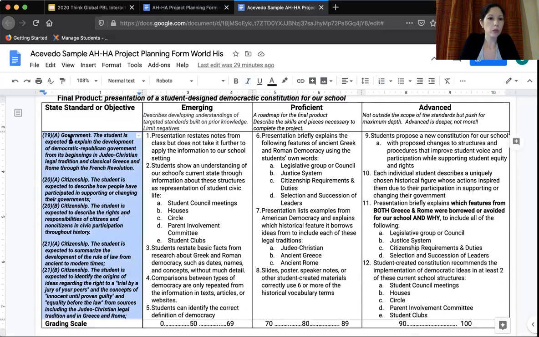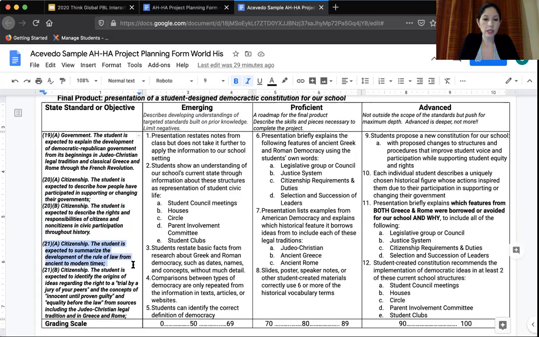And so the student will be expected to explain the development of democratic republican government from its beginnings in Judeo-Christian legal tradition and classical Greece and Rome through the French Revolution. 20A, the student is expected to describe how people have participated in supporting or changing their government. 20B, citizenship, the student is expected to describe the rights and responsibilities of citizens and non-citizens in civic participation throughout history. 21A, the student is expected to summarize the development of the rule of law from ancient to modern times.